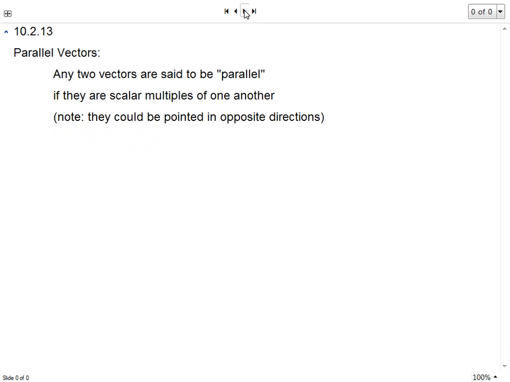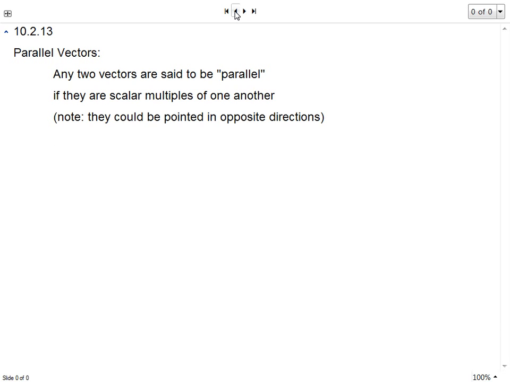All right, let's talk a little bit about parallel, perpendicular. Two vectors are said to be parallel, and this is the first time for a lot of you that parallel actually means something different than what you've always thought it was. Parallel with vectors means this: they are scalar multiples of one another. Okay, that's all it means. For two vectors to be parallel, they have to be scalar multiples of one another. Note, they could be pointed in opposite directions.